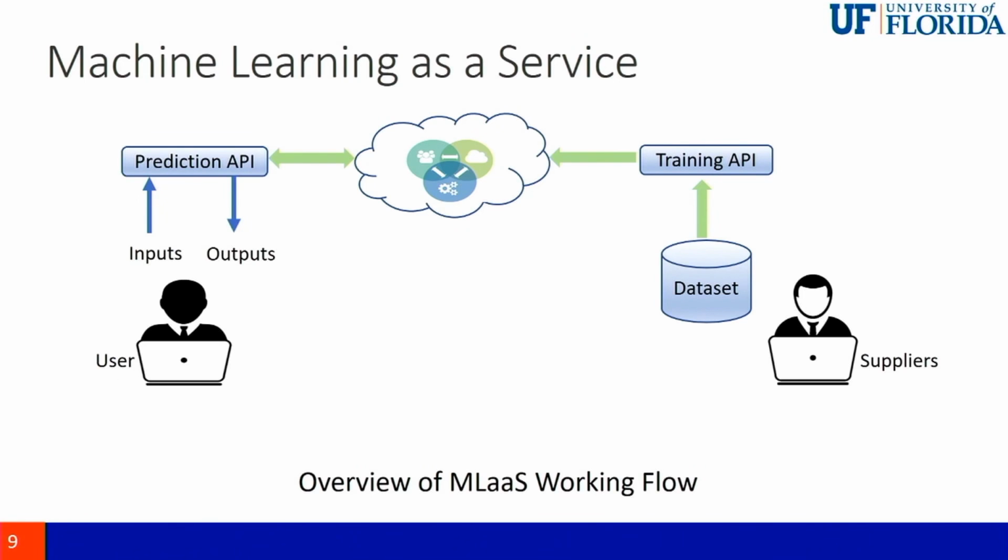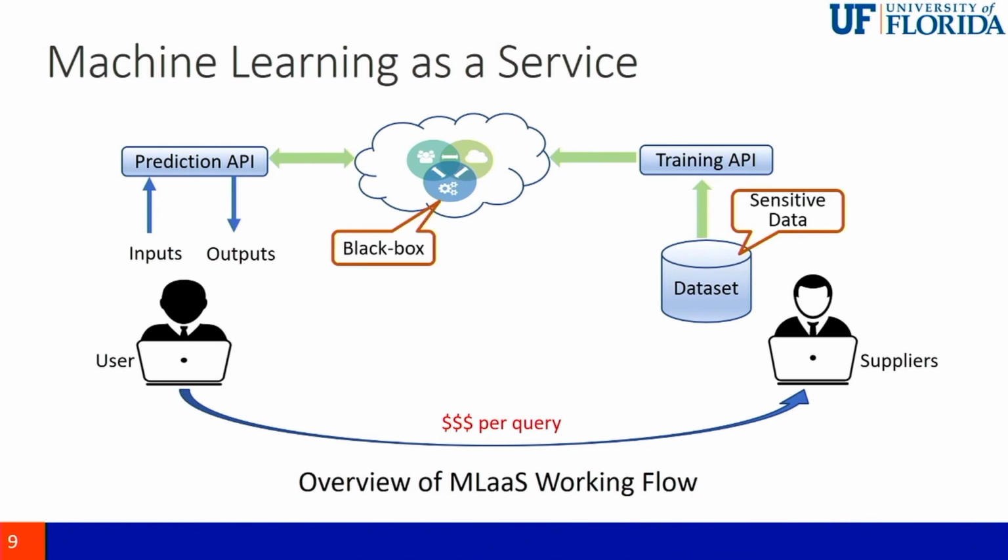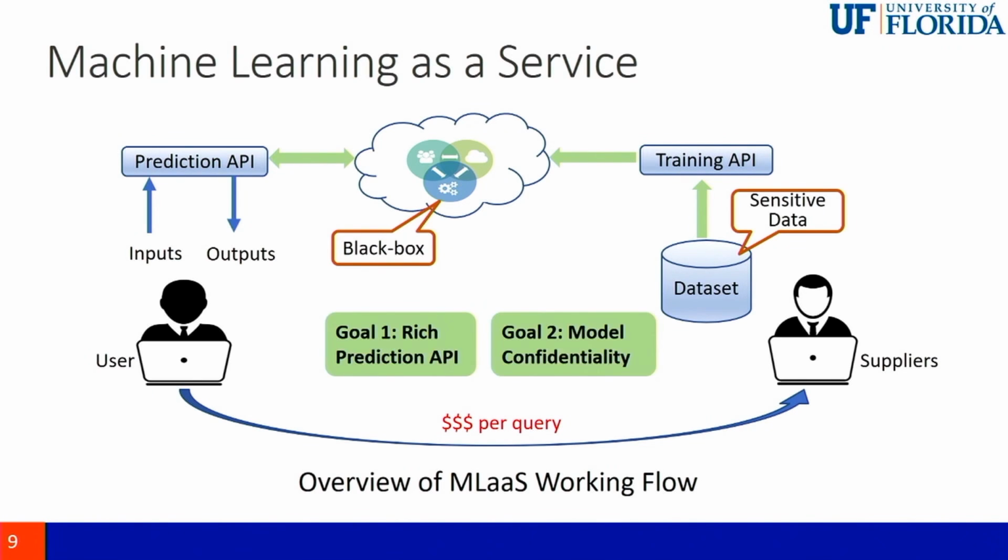A user would put in a picture, for example, if they want to recognize what type of flower this is. So they give this flower. If you like fishing, you will give a fish picture. And for each query, they will charge you some money. We know that the original data set is normally sensitive data, and the machine learning model is a black box. So eventually, for this machine learning as a service, they want to achieve two goals. First, they can provide a very rich prediction API.